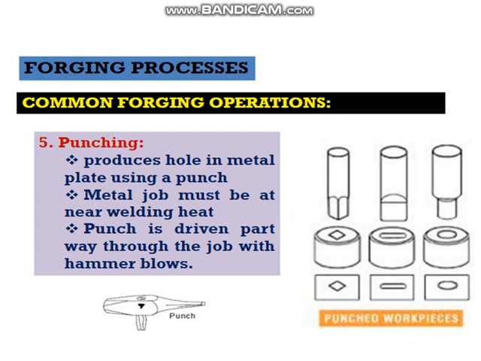Punching. It produces a hole in a metal plate using a punch. The metal job must be at near welding heat. The punch is driven part way through the job with hammer blows. In the diagram, we see the punch and workpiece. We can see this is the punch, and the shape of the punch can be square, rectangular, or round.